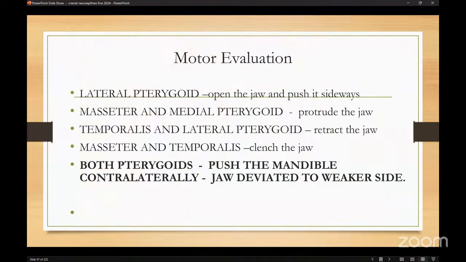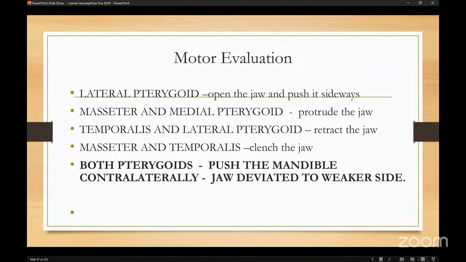Okay. So you know the muscles of mastication and jaw movements, that is, lateral pterygoids open the jaw and push it sideways. Masseter and medial pterygoid protrude the jaw. Temporalis and lateral pterygoid retract the jaw. And masseter and temporalis clench the jaw. Temporalis is mainly for clenching of the jaw. Masseter can cause protrusion of the jaw and clenching of the jaw. Then lateral pterygoid and temporalis retract the jaw. And lateral pterygoids also push the jaw to the opposite side.